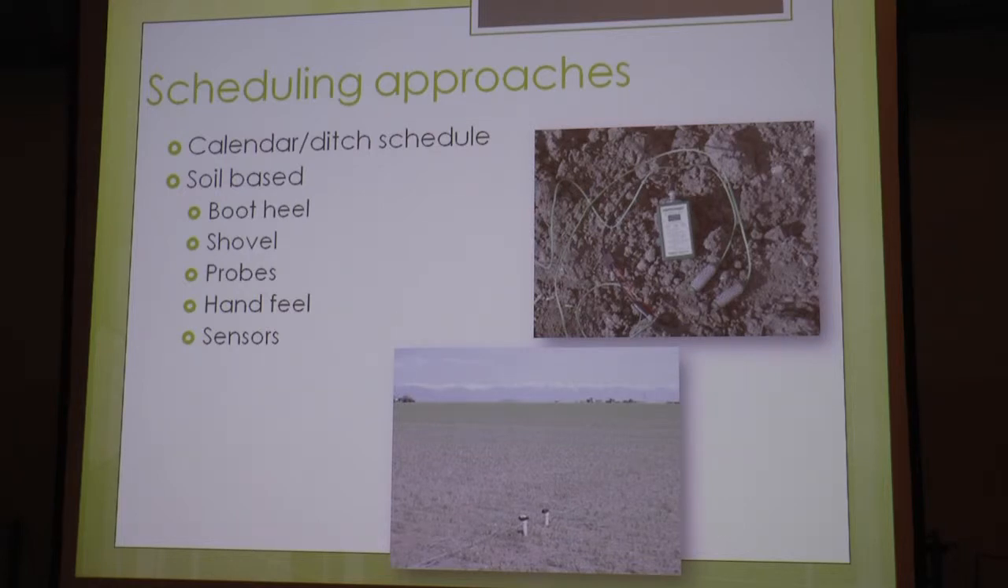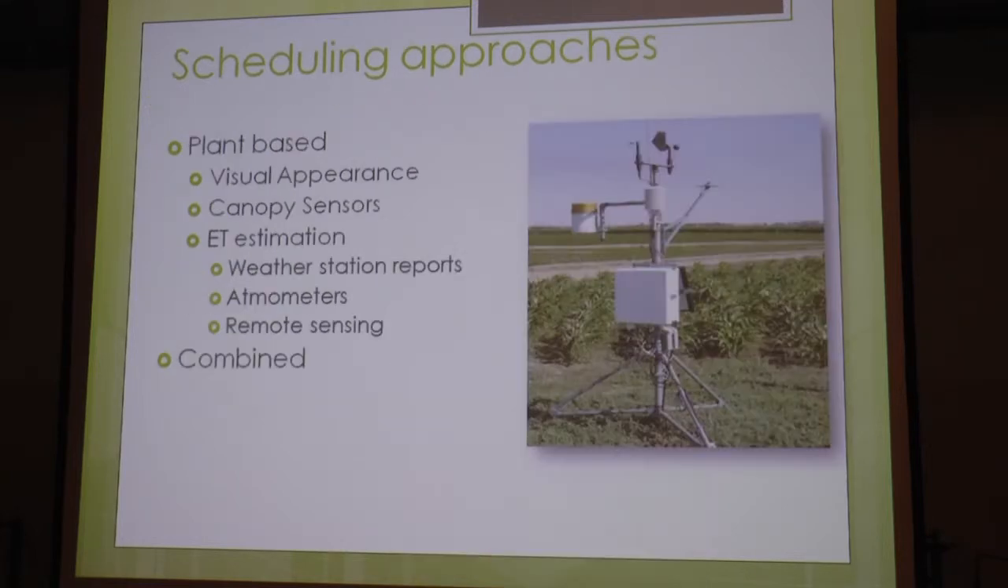Some of the more simple soil probes, watermark sensors shown there, you can outfit a field pretty decently for less than $200. Plant-based approaches, obviously, there's just the visual appearance of your crop. An experienced irrigator might get away with that. I tend to over-irrigate when I do that.